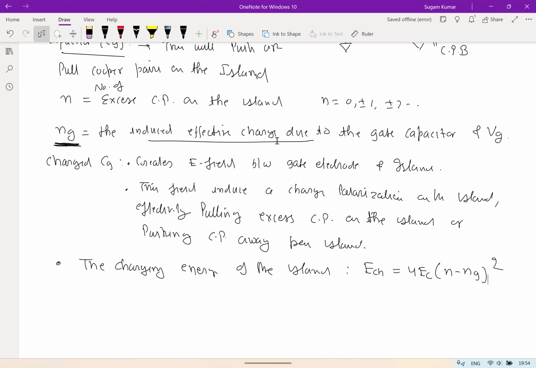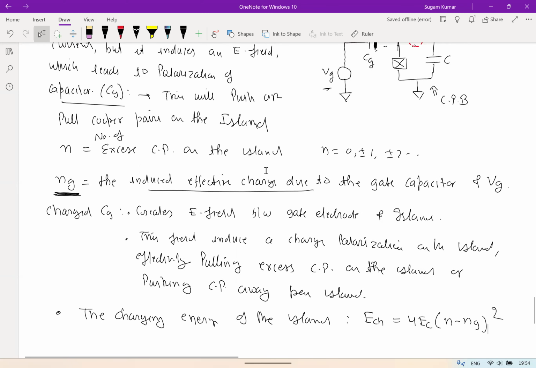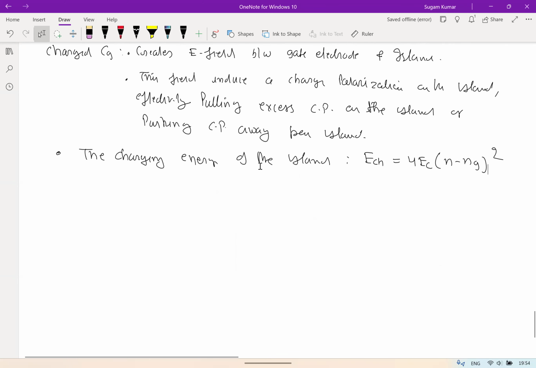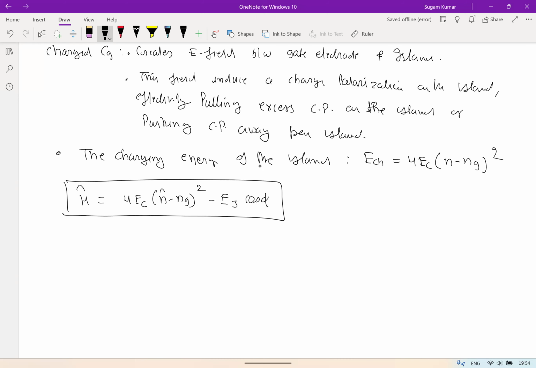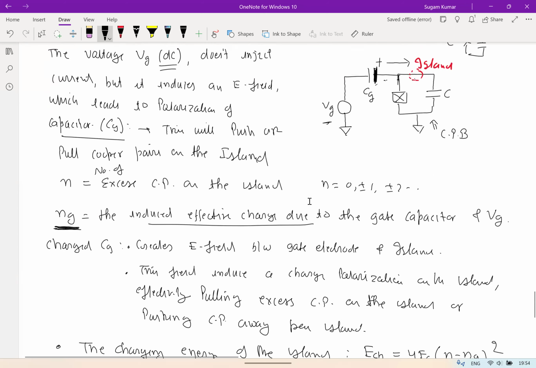When you solve, I'm avoiding lots of mathematics here. I'm just trying to go through some logic only. So when you write down the Hamiltonian, when the system is attached with the VG, the Hamiltonian is going to become 4 times EC and N minus Ng whole square, and minus EJ cos phi. So this is the Hamiltonian for this system.